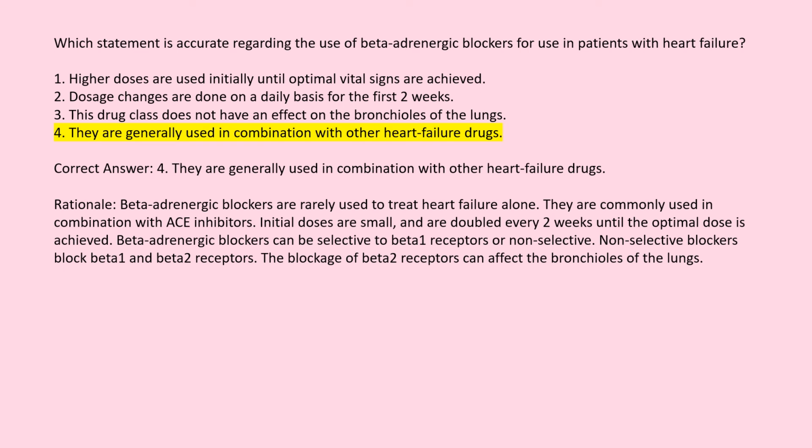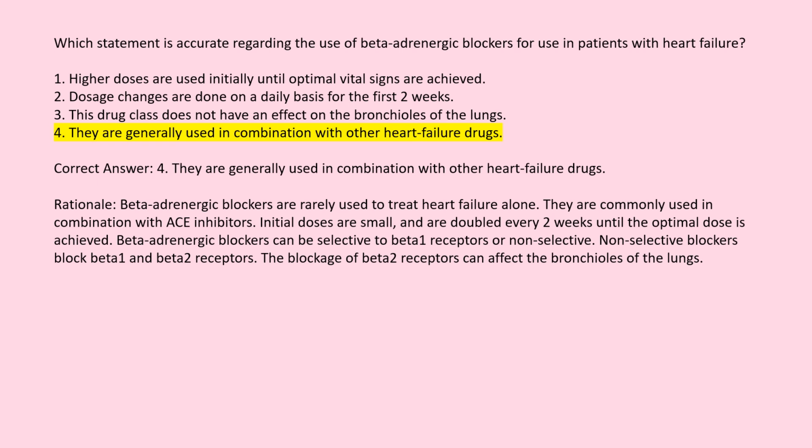Correct answer. 4. They are generally used in combination with other heart failure drugs. Rationale. Beta-adrenergic blockers are rarely used to treat heart failure alone. They are commonly used in combination with ACE inhibitors. Initial doses are small, and are doubled every 2 weeks until the optimal dose is achieved.